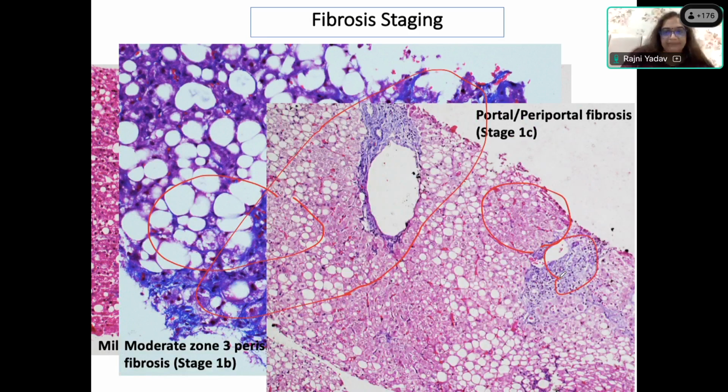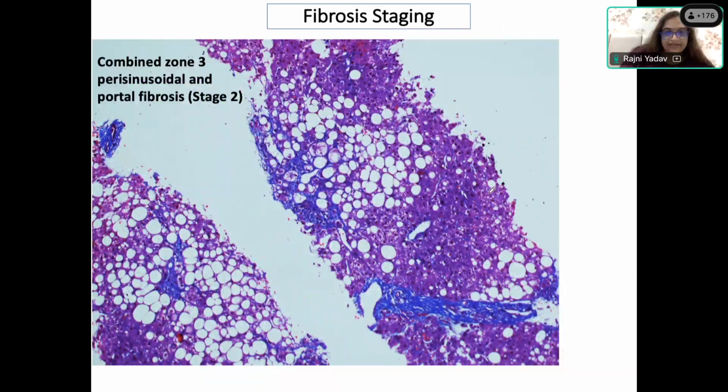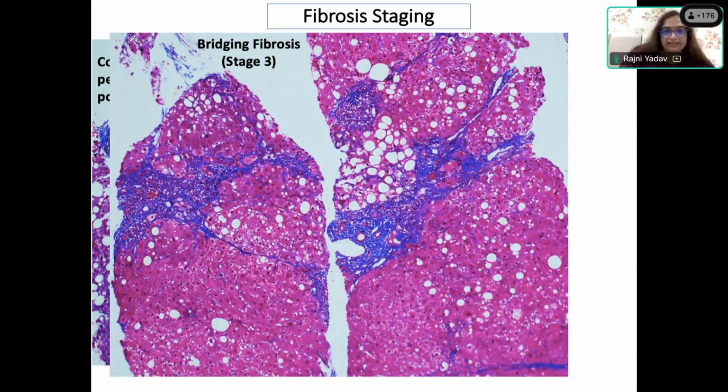So that's 1C. Now here we can see that we have perisinusoidal fibrosis, and we also have some portal fibrosis. So that becomes stage 2 fibrosis. Here we can see that we have these bridges or septa. See, they are connecting one area to another. This kind of septa formation is bridging fibrosis. So that means stage 3.